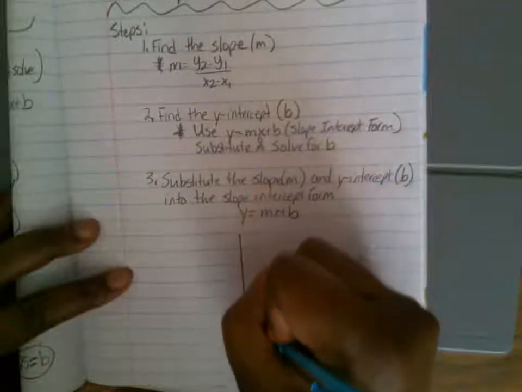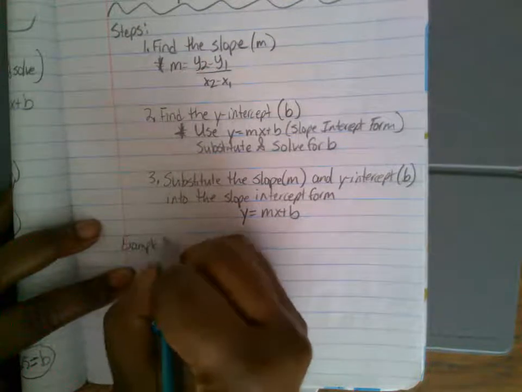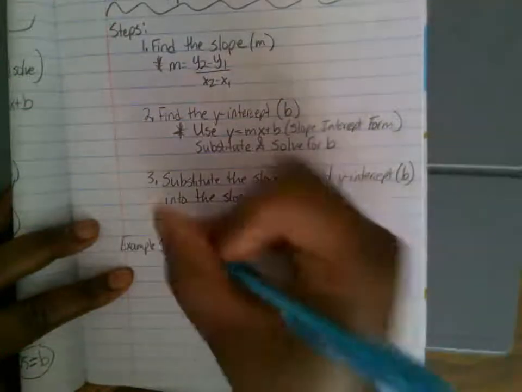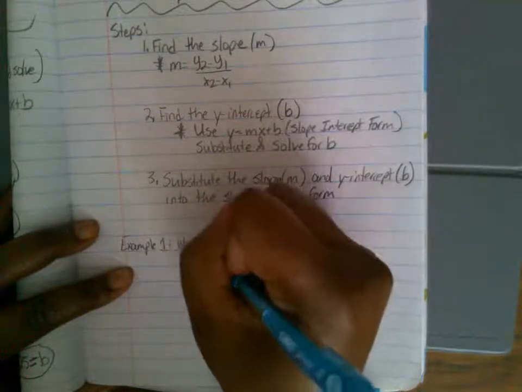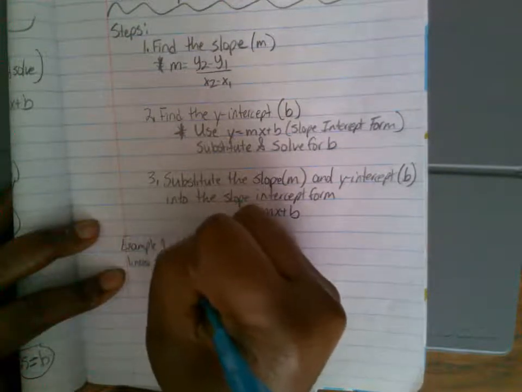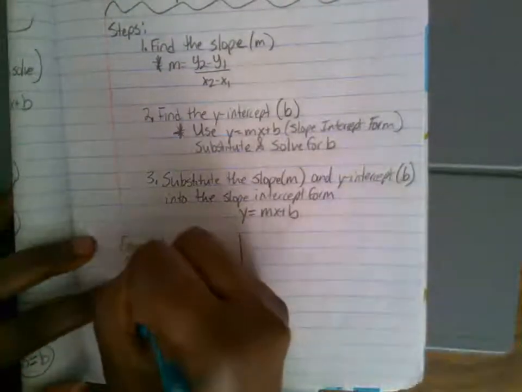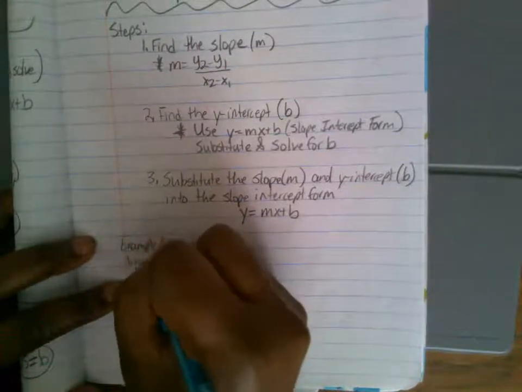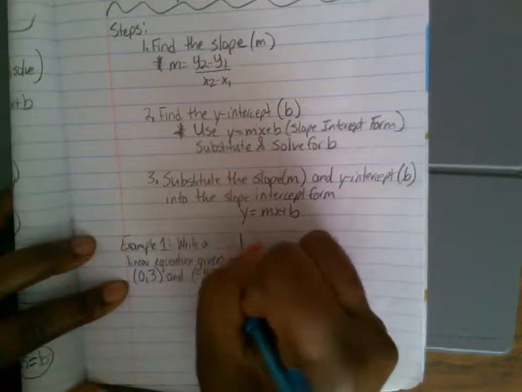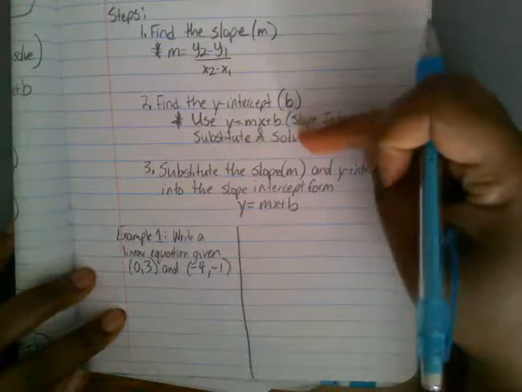We'll do 2 examples. Example 1. We are given 2 points, and we're going to write a linear equation given the 2 points, which in this one are (0, 3) and (-4, -1). So first things first, you have to find the slope.